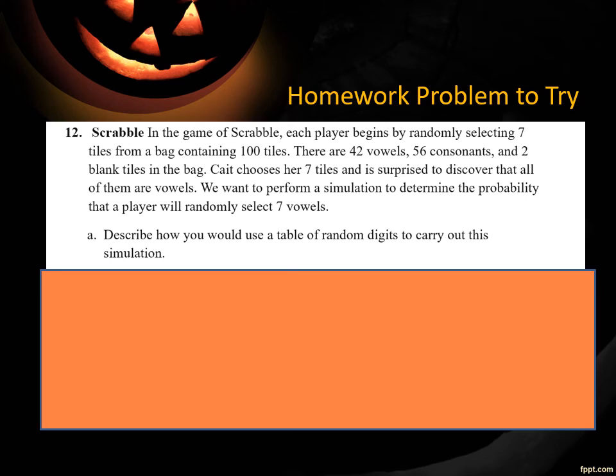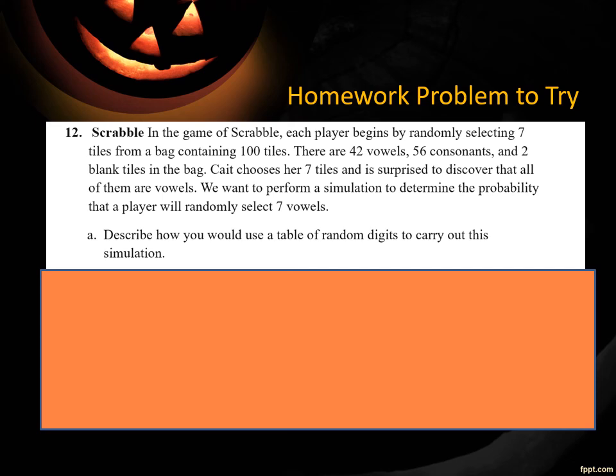So then moving from left to right across a row, looking at 2 digits at a time, so pairs, I would read them until I have 7 unique numbers, making sure that I'm avoiding repetitions. So again, I chose 7 because Kate is choosing 7 tiles. Then I would record whether all 7 numbers are vowels or not. And then I would perform many trials, and then I would determine what percentage of the trials had all 7 numbers between 01 and 42, representing the vowels.